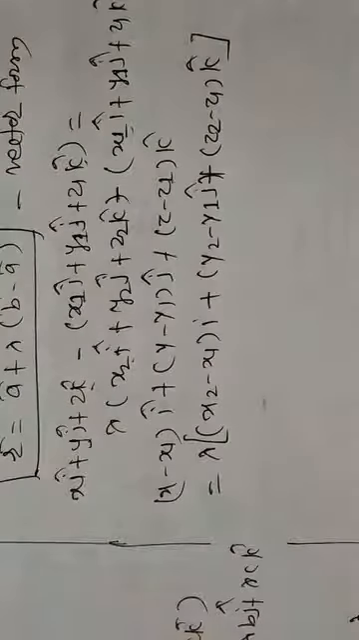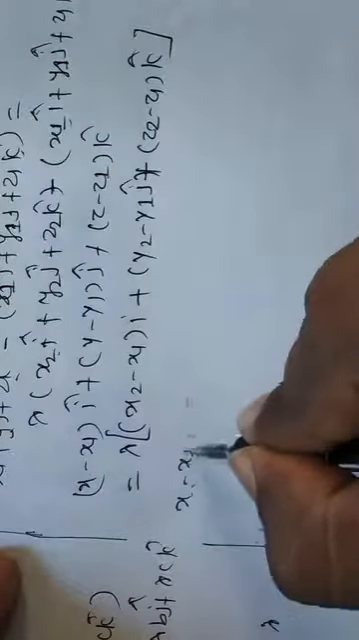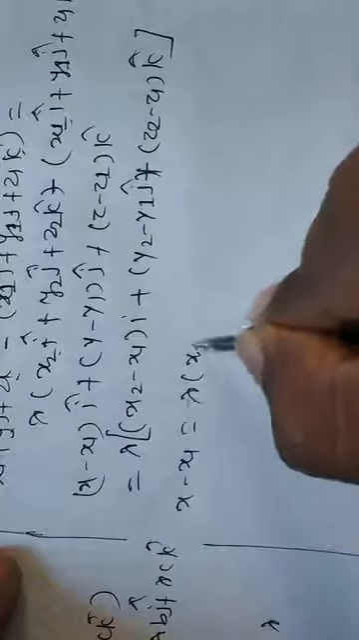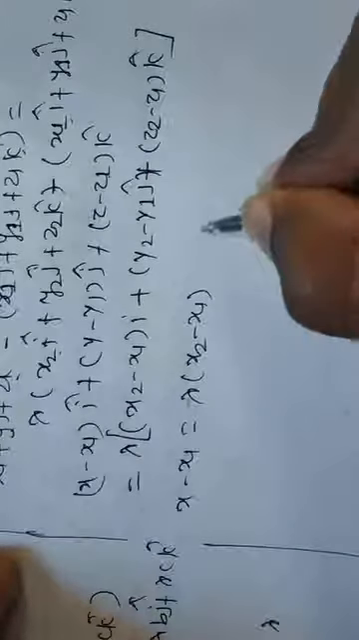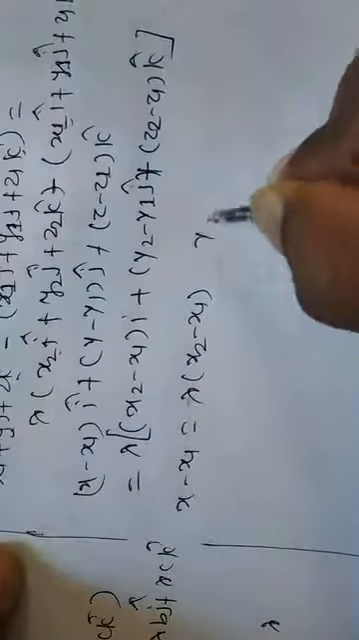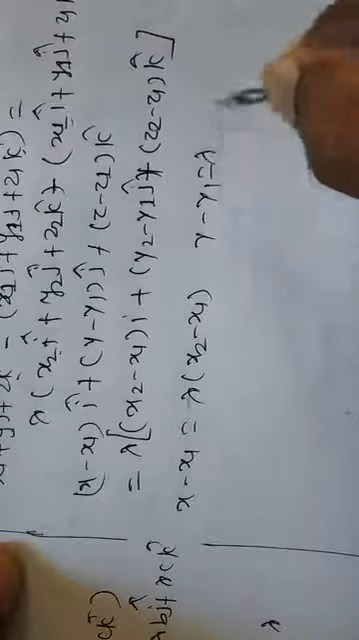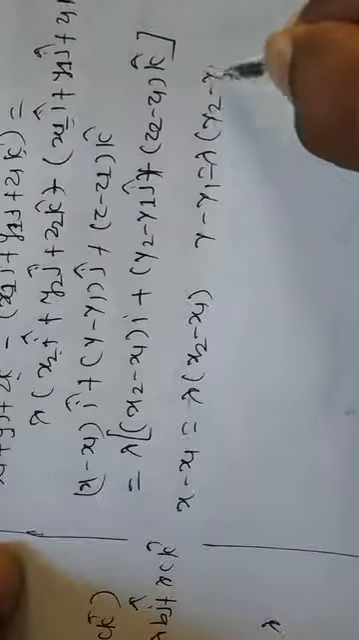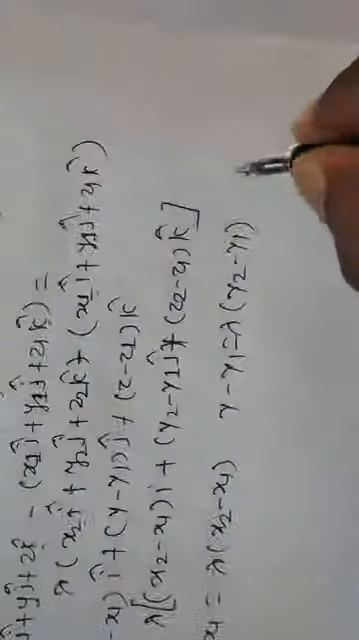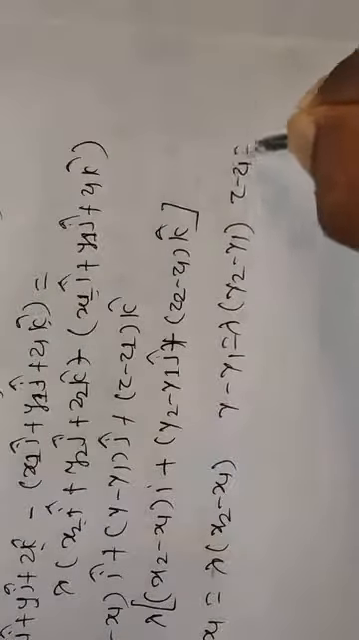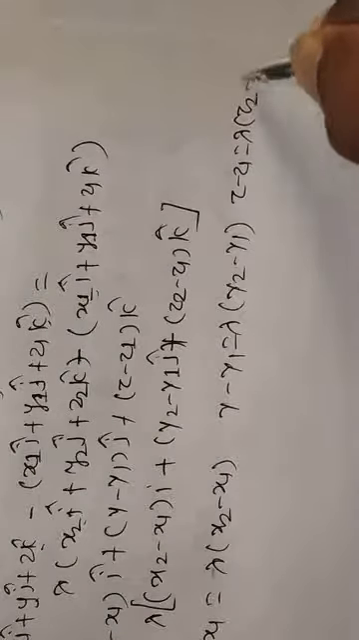Multiplying lambda with each term and equating, x minus x1 is equal to lambda times x2 minus x1. Then y minus y1 is equal to lambda times y2 minus y1. And next, z minus z1 is equal to lambda times z2 minus z1.